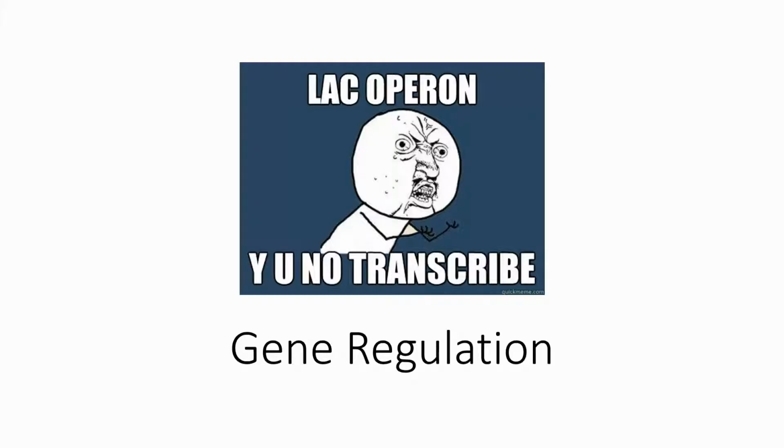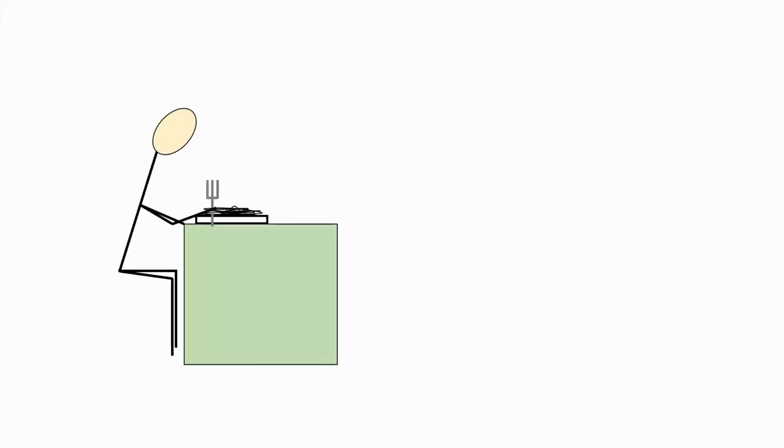All right, welcome to our third lesson in our genetics unit. We're going to talk about the regulation of gene expression, when you turn genes on, how you turn genes off, and how you do that differently in different organisms. So I have an analogy to start us out.